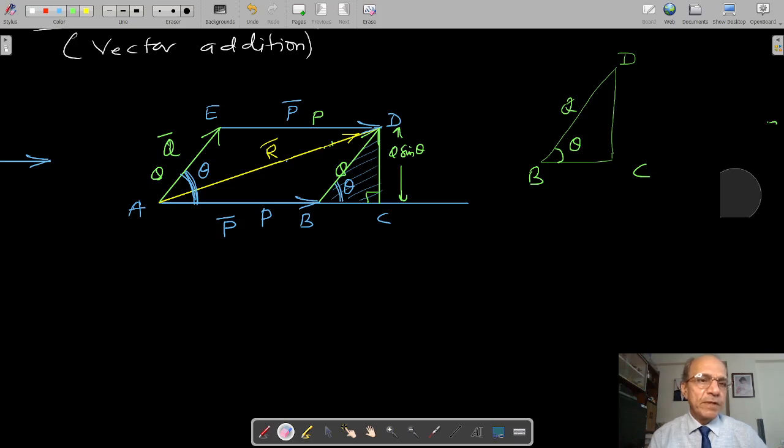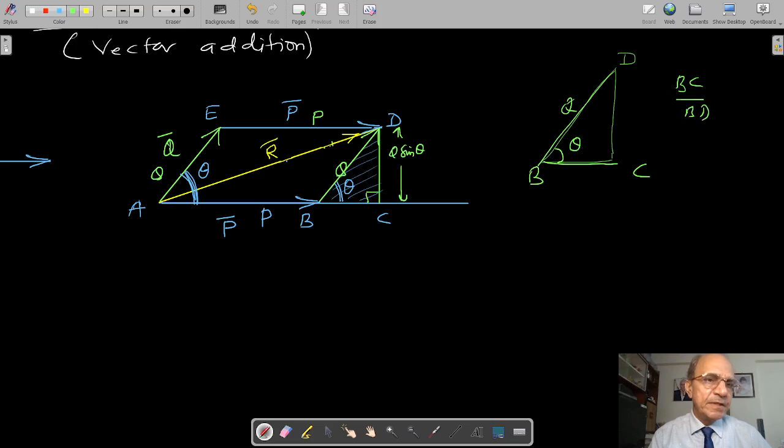Now let us calculate what is BC. Again, BC over BD. BC is the base. Base over hypotenuse is cos theta.